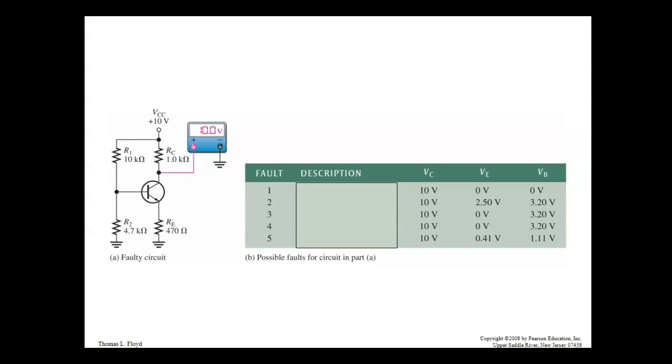What do you think, Cameron? What do you think, Blake? What do you think, Grant? Who agrees with R1? No. Well, no, we've got 0 volts right here.